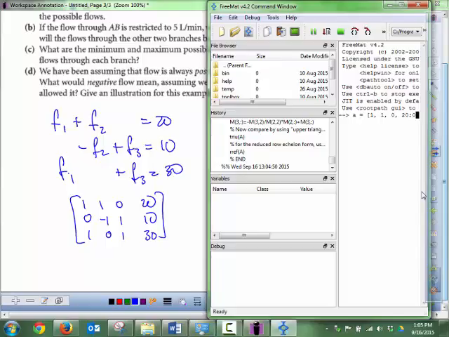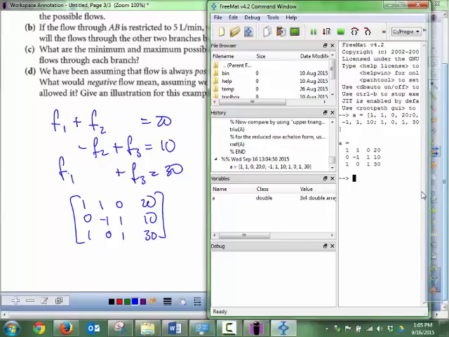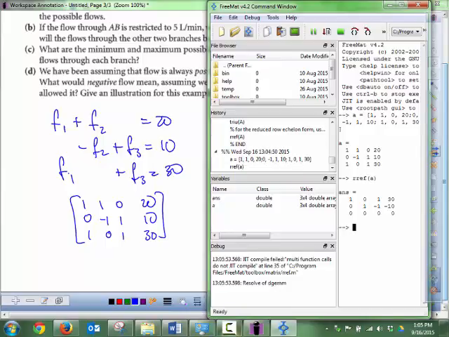Then I have 0, minus 1, 1, and 10, semicolon. And then the last one is 1, 0, 1, and 30. And if you type in a command and then you type enter, you get the output, and then you can suppress the output if it gets really big with a semicolon. So here I can see my output. This looks just like the matrix I'm looking for. And so REF is the magic command for that.